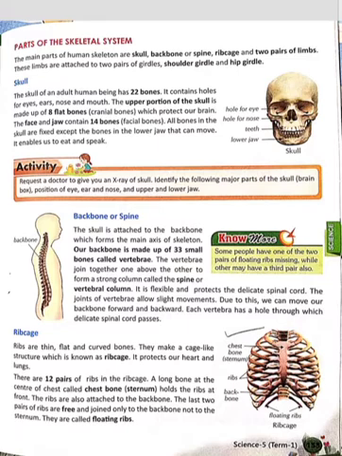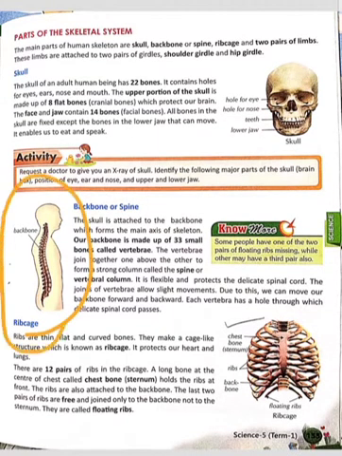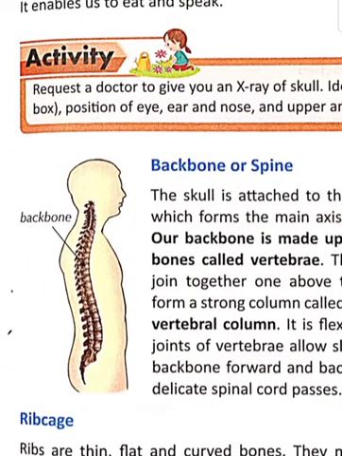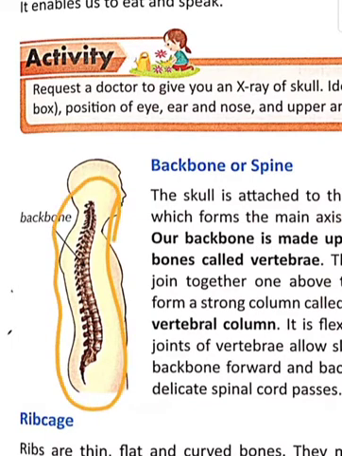These 33 small bones are called the vertebrae. Together they form a strong column called the spine or the vertebral column. You can see in this figure, I hope now you can see it clearly that it is not one straight bone. There are a total of 33 bones. Each bone is called a vertebra, and all these 33 bones are connected to form the vertebral column. It is also called the spine.